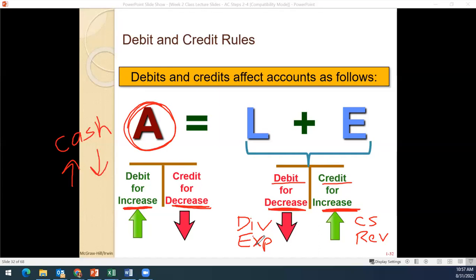So again, put that in your notes so that you have that in front of you. Anytime you're touching a revenue account, it's a credit. Anytime you touch an expense account, it's a debit. You don't have to think so hard about it. But that's the reasoning why they are always that way, because they either always increase equity or they always decrease equity.